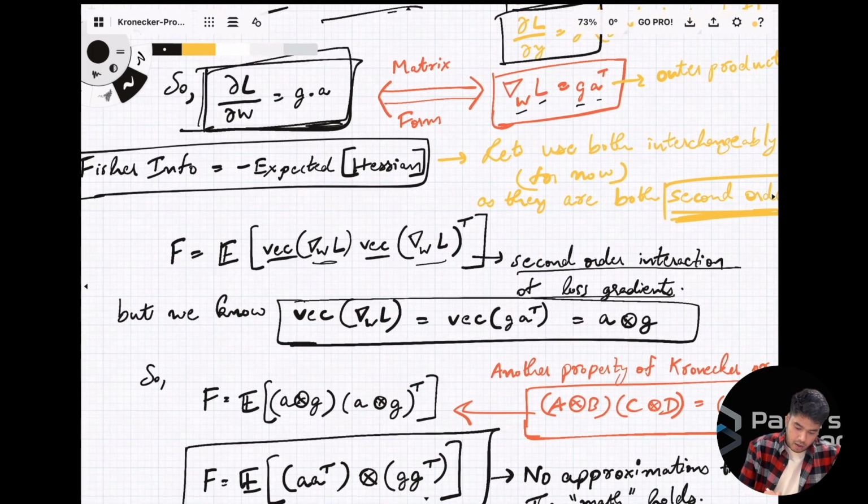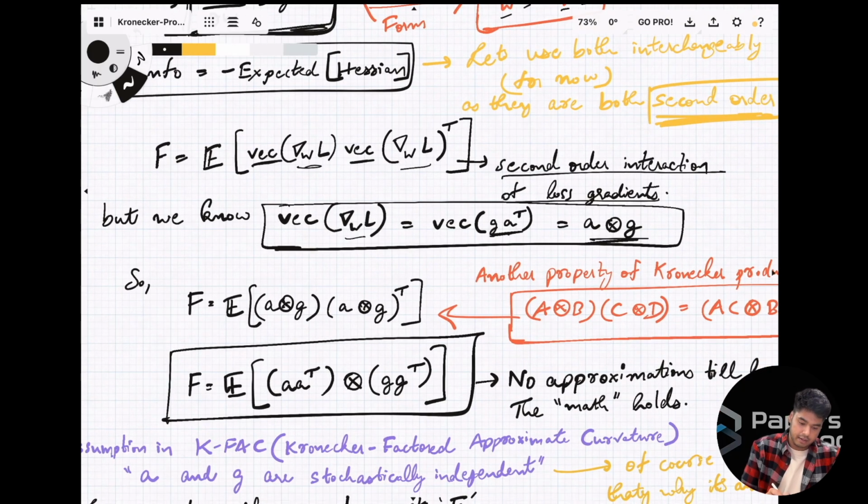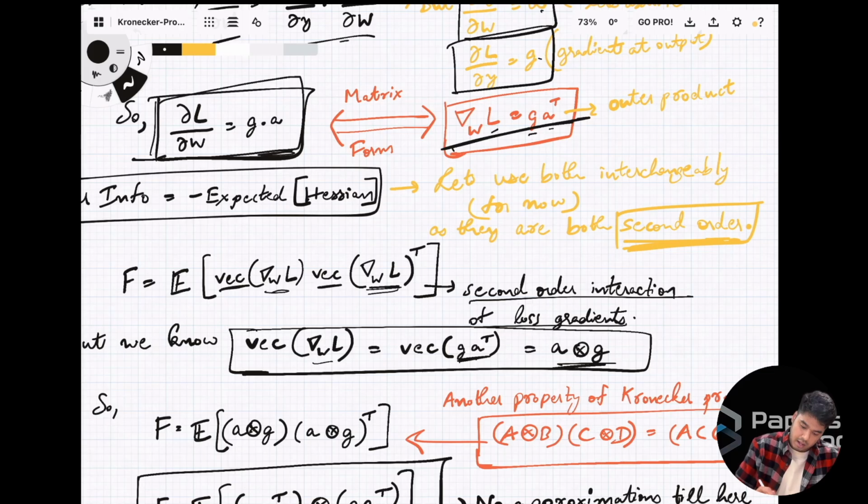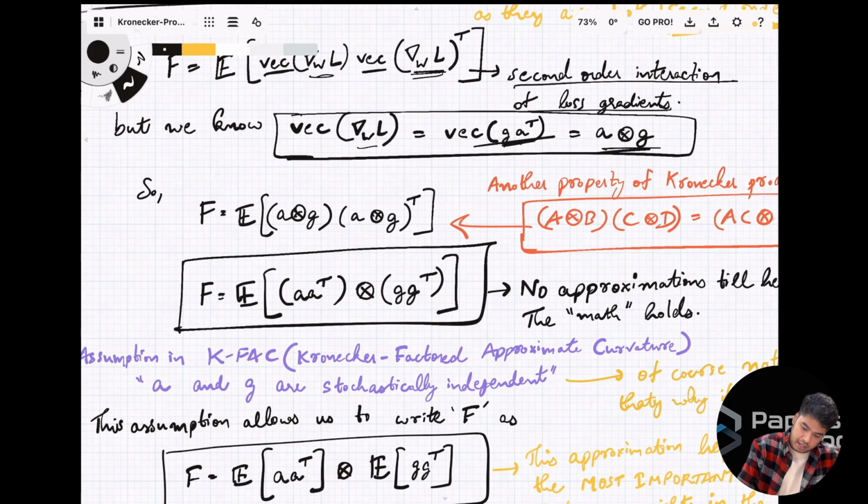Now, one thing which we saw already is that the vectorized version of the outer product is nothing but the Kronecker product. And we proved that property in the beginning. So we'll use that here. Essentially we can say that the loss gradient is basically G A transpose, because we proved that here. Now, when we put that here and use the Kronecker product property to substitute, we end up with this, right?